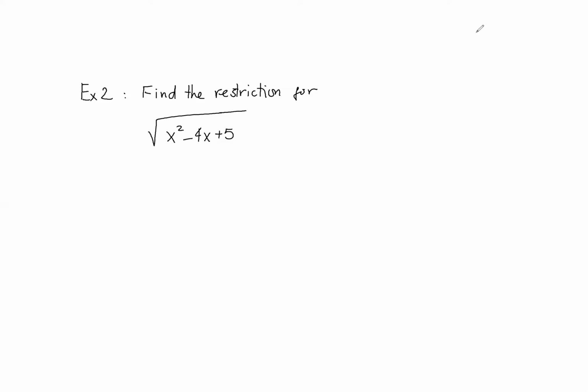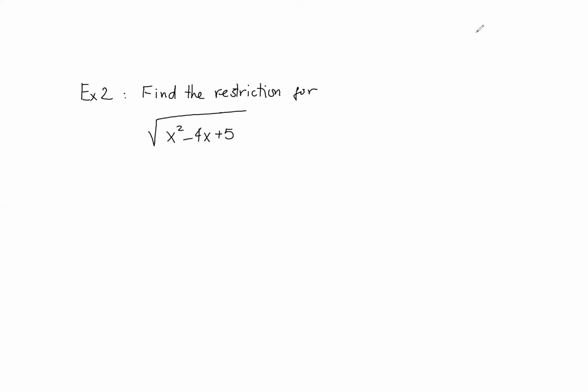for the square root of x squared minus 4x plus 5. So when we talk about the restriction for radical expressions, we only consider the real numbers. Therefore, we are not allowed to take the square root of a negative number.